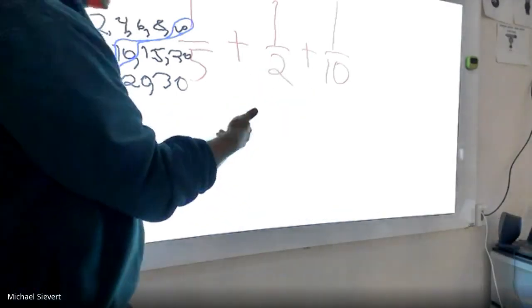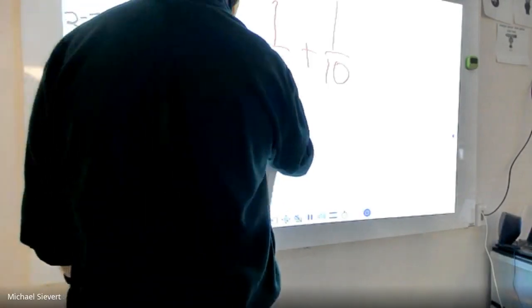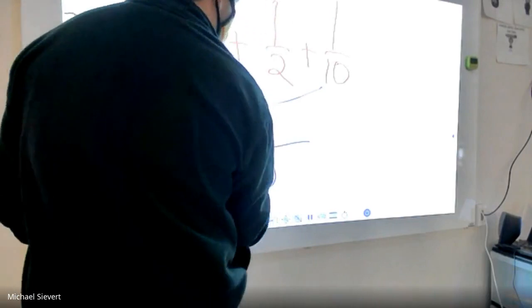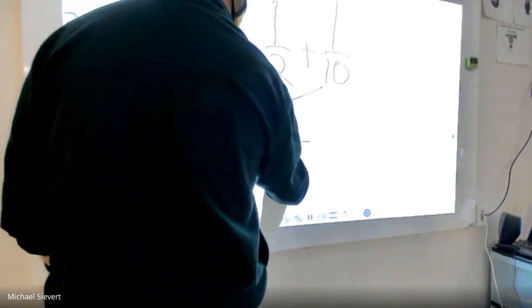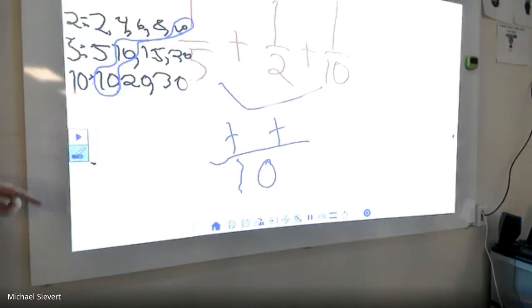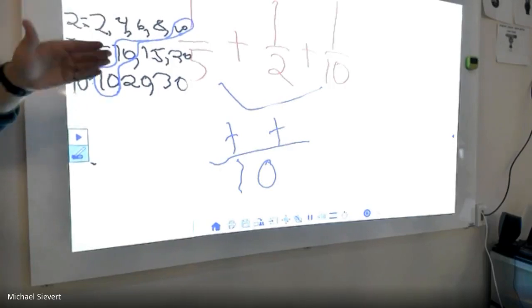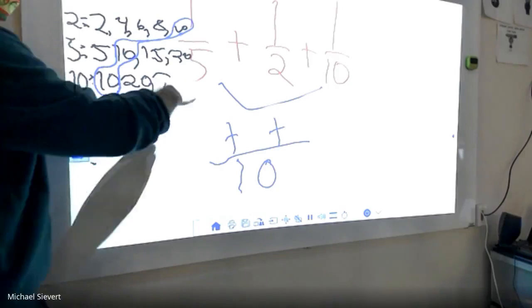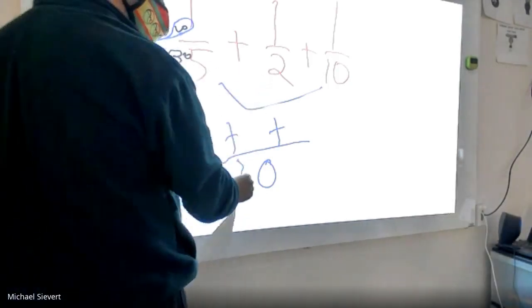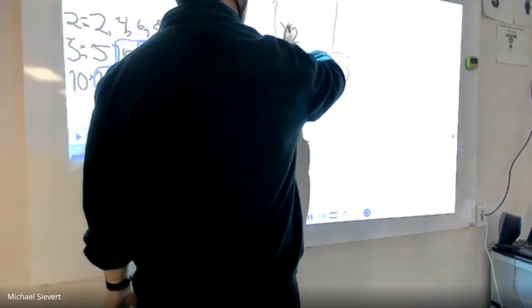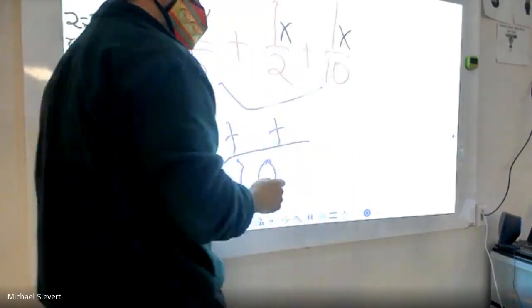I ran out of room because I decided to write too big. I'm sorry about that. I'm going to go like this. Line over 10 plus plus. All right. Now, Jamarian, I'm going to direct this towards you because you asked the question. You have to ask yourself, how in the world did I get 5 to 10? How did I get 2 to 10? How did I get 1 to 10? And whatever you did, you're going to multiply the numerator by that.